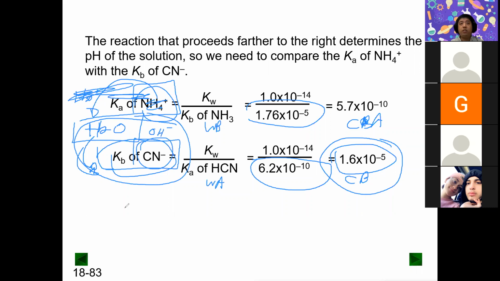So my solution in this scenario is basic because this conjugate base is stronger than this conjugate acid. And that's because the opposite is true here. The base is stronger than the weak acid, or the weak base is stronger than the weak acid.